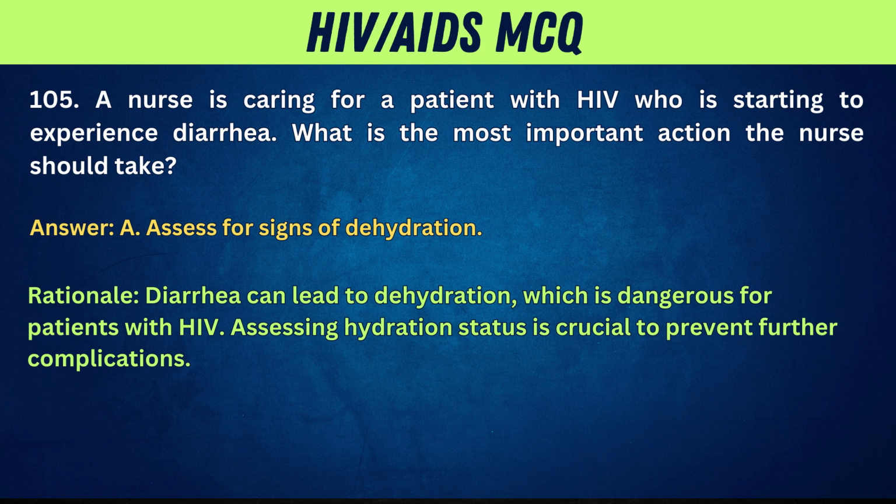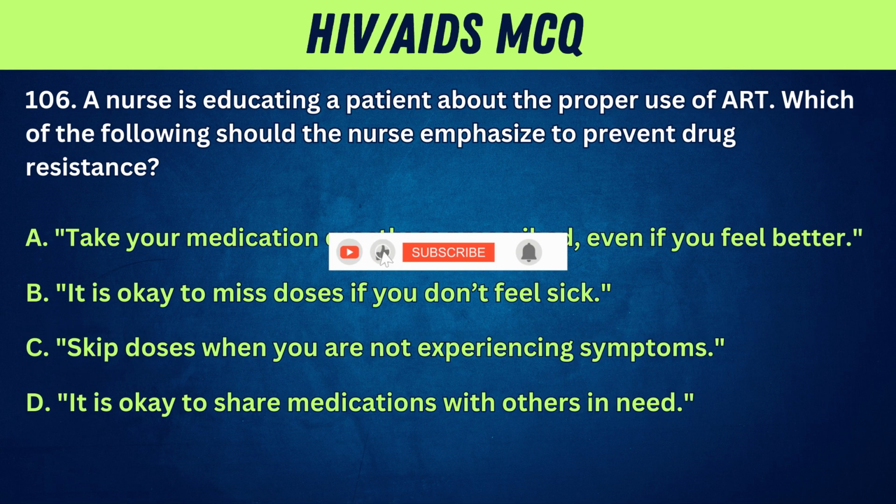Rationale: Diarrhea can lead to dehydration, which is dangerous for patients with HIV. Assessing hydration status is crucial to prevent further complications. 106. A nurse is educating a patient about the proper use of ART. Which of the following should the nurse emphasize to prevent drug resistance?